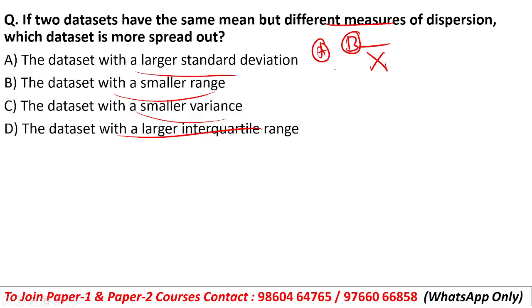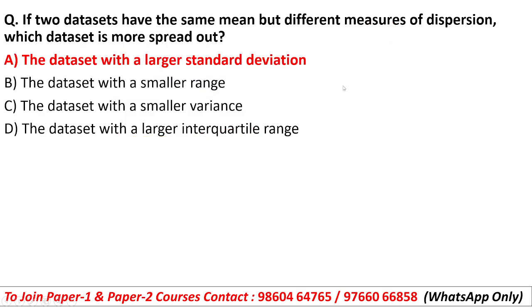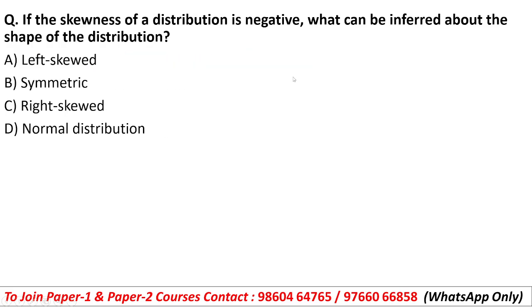So here, whichever has the larger standard deviation has the larger variability. Okay, so option number A will be the right answer. The data set with a larger standard deviation will be the right answer. Let's see the next question.